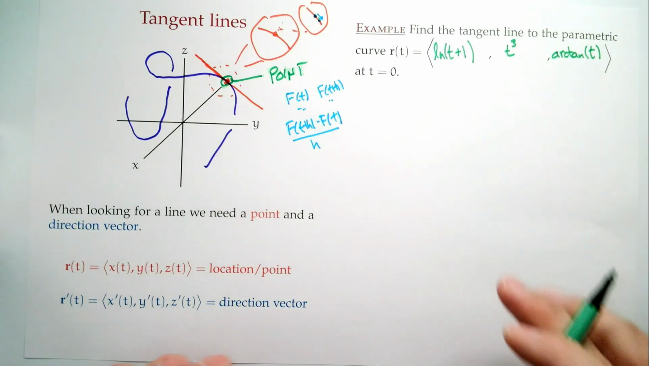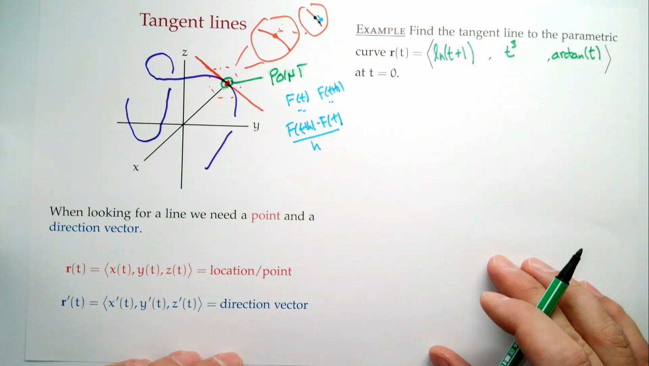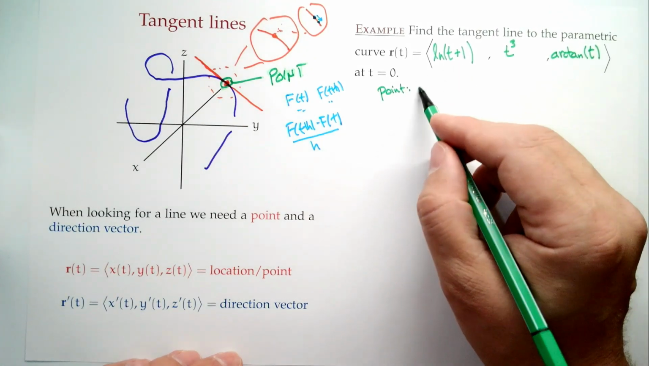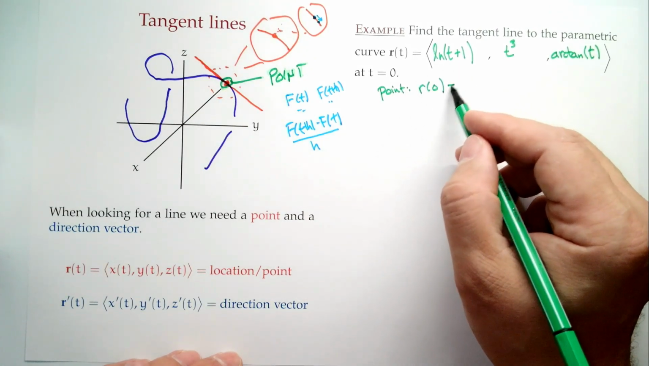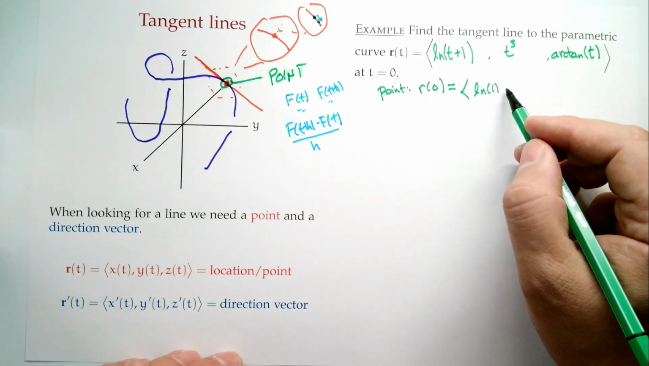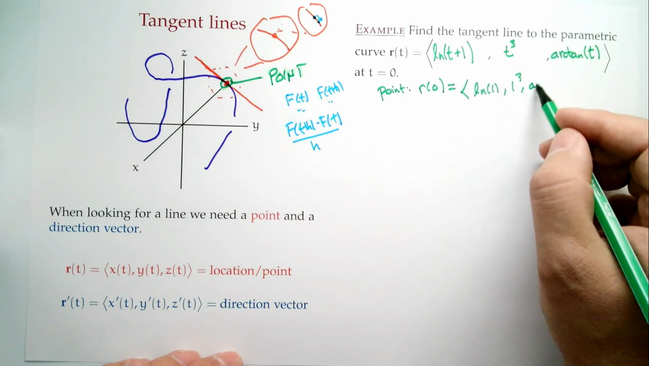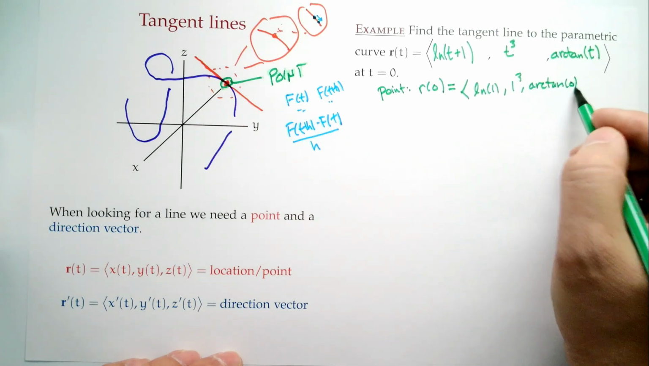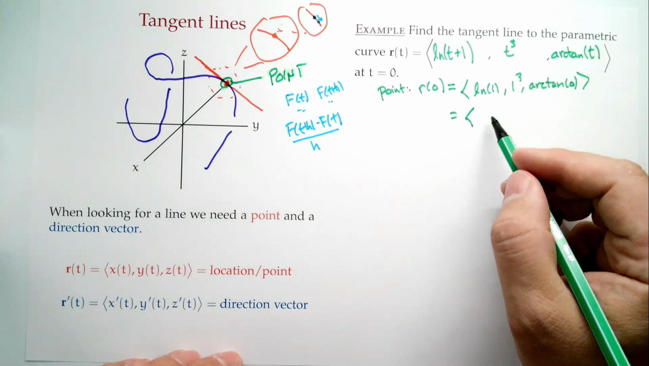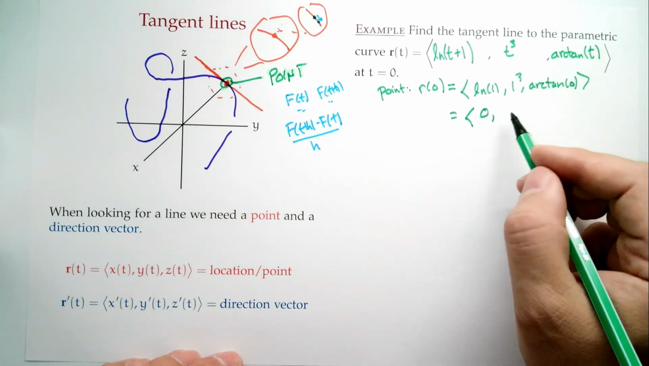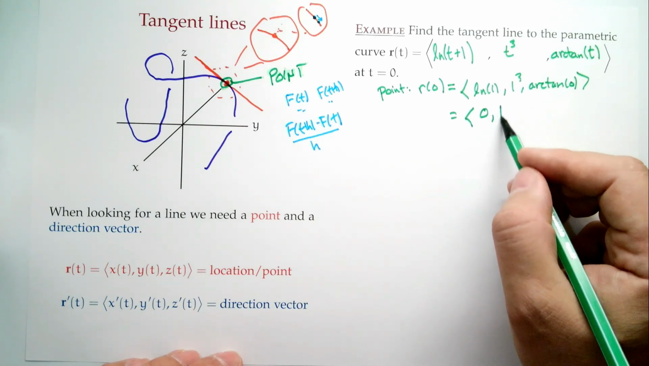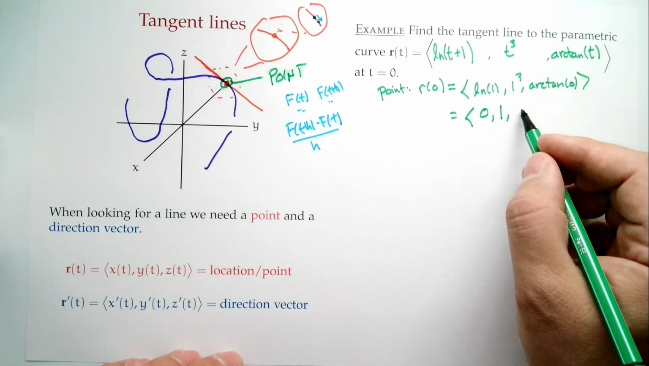All right, so we want the tangent line. Well, what do we need? We need the point. And so for the point, we take r of 0. That's natural log of 1, comma, 1 cubed, comma, arctangent of 0. But we can simplify these numbers. Natural log of 1, 0. 1 cubed, 1. Arctangent of 0?